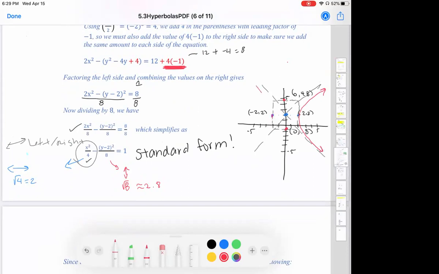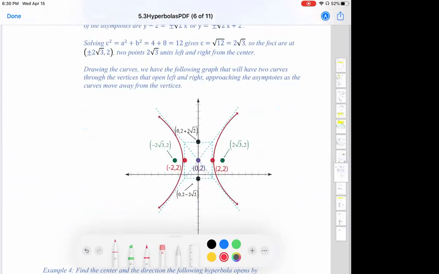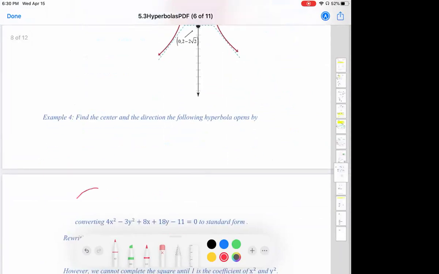Last piece is our focus points. So we just use that a squared plus b squared equals c squared to find our c. We can have our finished image right there. It's not so bad, right? It's just different. Okay, we'll go ahead and stop there.